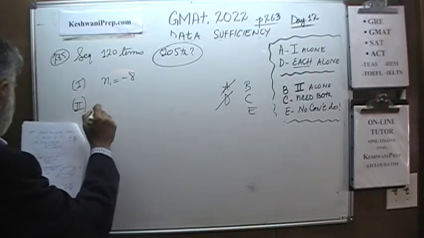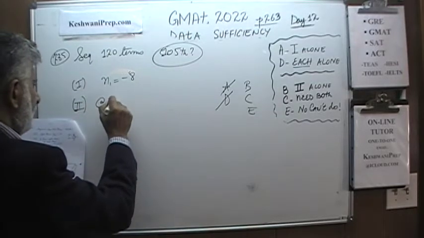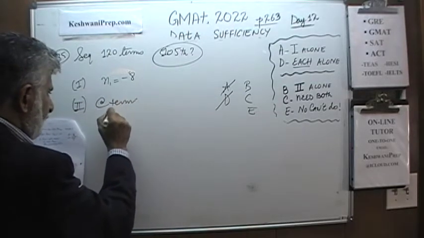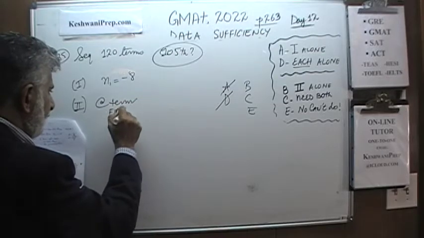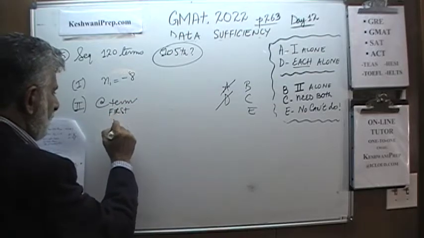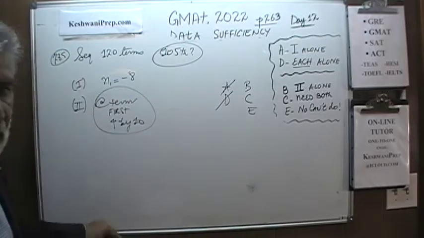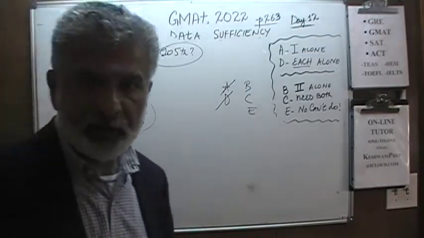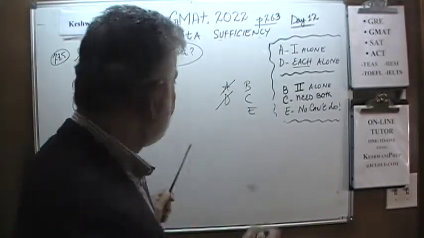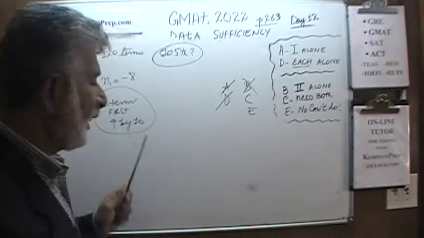The second statement tells us that each term after the first term goes up by 10. I'm not going to write everything there. It says each term after the first term goes up by 10. That by itself is not enough to figure out the 105th term. The answer is not B. But when we put them together, we are home free.